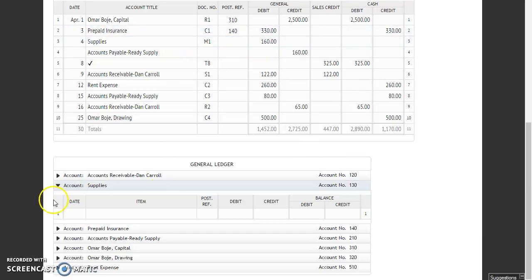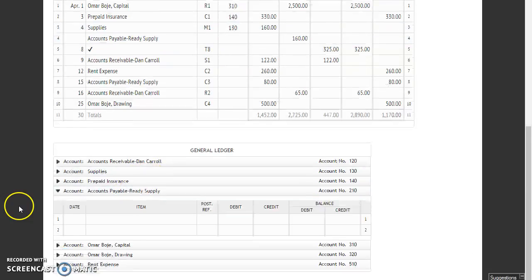All right, the next one is supplies. So on supplies, need to capitalize that. April 4, post reference 1 from journal page 1. We have a debit of $160 taking place. So again, for any supplies being an asset, normal balance is debit. I'm starting off with 0. I have a debit of $160, new balance $160. Account number 130, 130 up top.